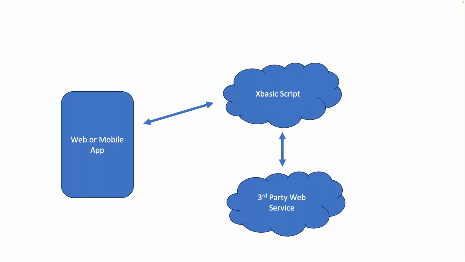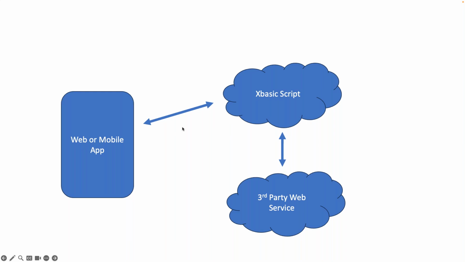A more advanced version of this is one in which the XBasic script is calling a third-party service. So you could think of this as maybe a weather service. I know we did an example of that a few years back, where your web or mobile application made a call to XBasic, and XBasic made a call to a weather service. I think it was AccuWeather, and it got back the forecast and the temperature and current details and even some pictures and icons of the weather that can be displayed back in the web or mobile application.